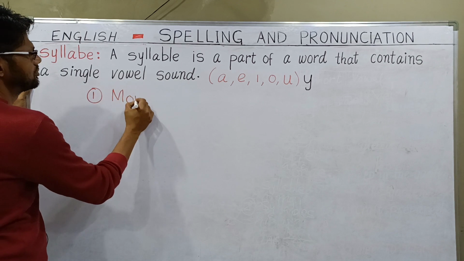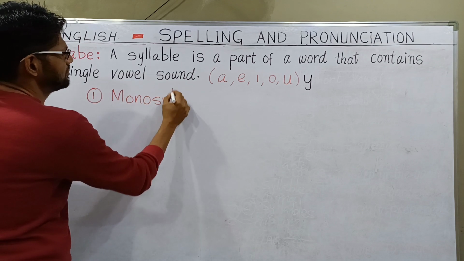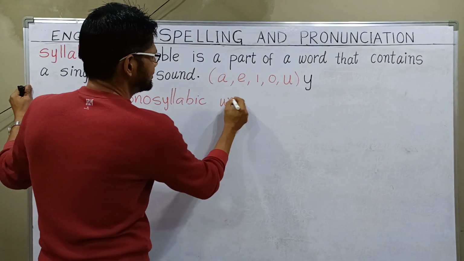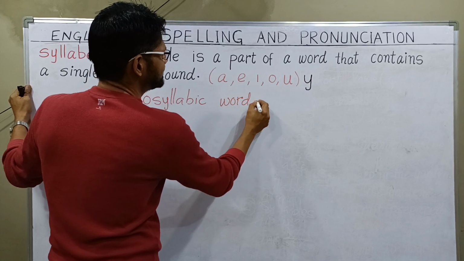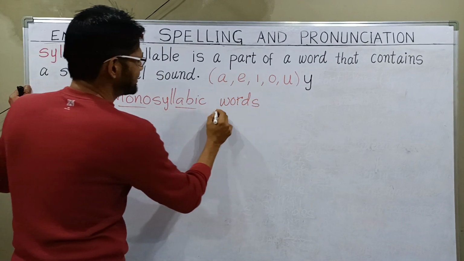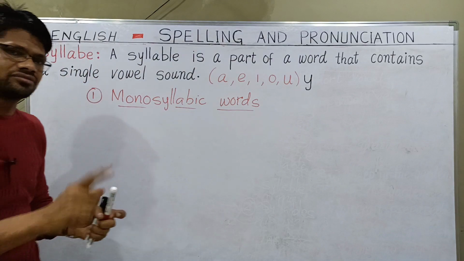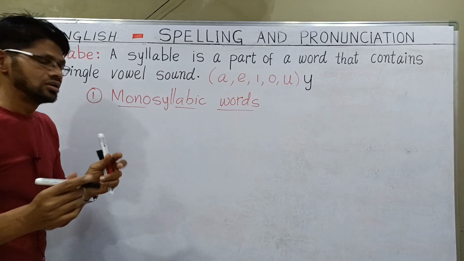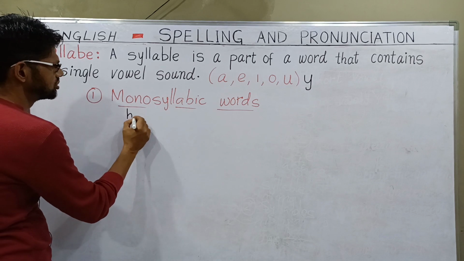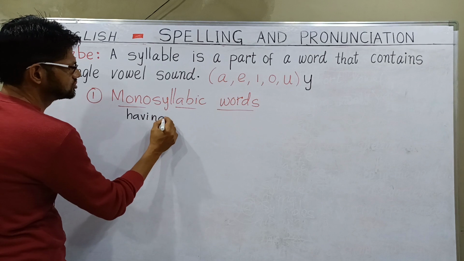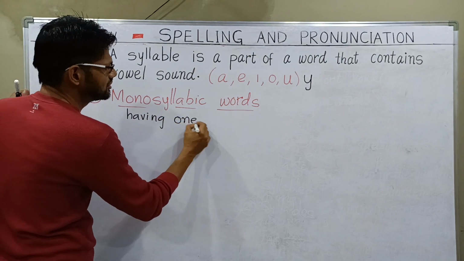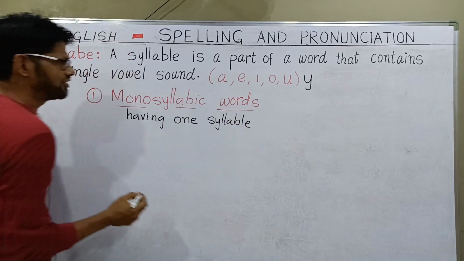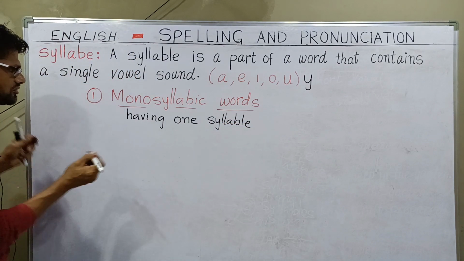Number one is monosyllabic words. What is the meaning of monosyllabic? Mono means one only. Monosyllabic means words having only one syllable. Monosyllabic means having one syllable only. Words having one syllable. Many examples we have.